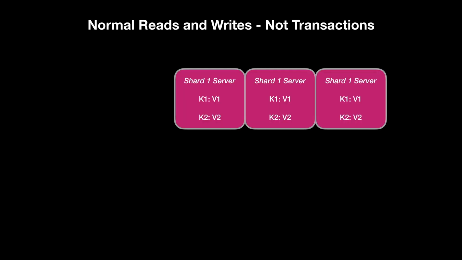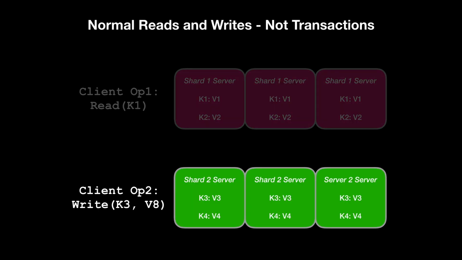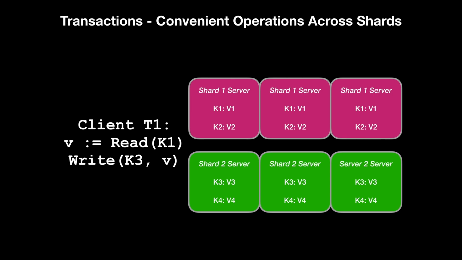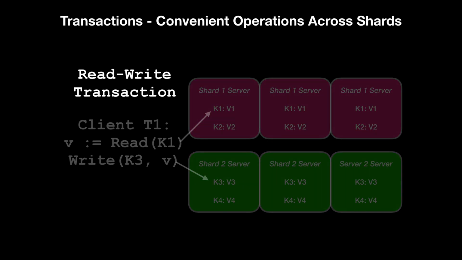And so one thing I wanted to point out is that the read and write we just looked at touch separate shards, and they're their own operations. But oftentimes it's necessary for us to coalesce our data across shards, and this is accomplished through a convenient abstraction known as a transaction. In this transaction, we're going to read the value of a key from one shard and then write that value to another shard. And this would be an example of what's known as a read-write transaction.